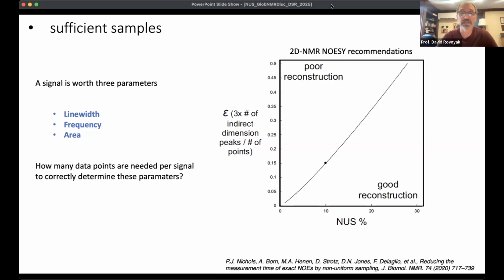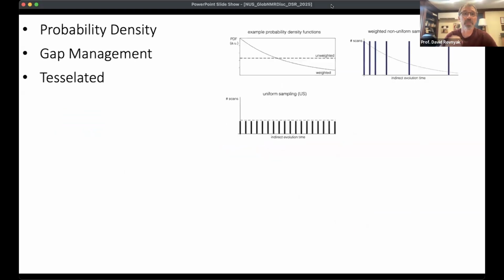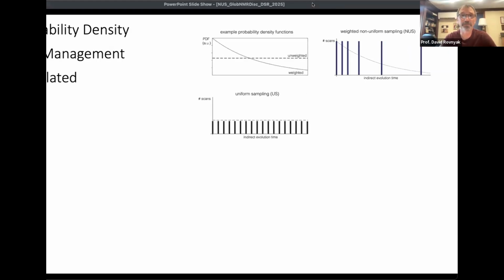And so some really fantastic work that I encourage people to look at is from Nichols and Delaglio, very nice work on NOSI and NUS, where they actually devised good metrics for whether or not you're in a regime of good or poor reconstructions. So I want to look a little bit more at the three concepts that are related. Probability density, this is the weighting of your sampling schedule. And we'll then proceed to think about gaps and tessellation a little bit more as well.